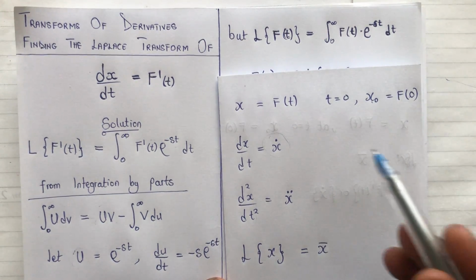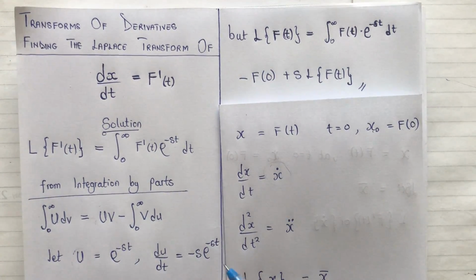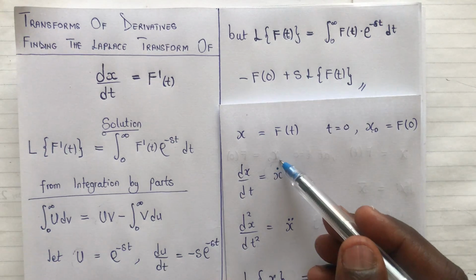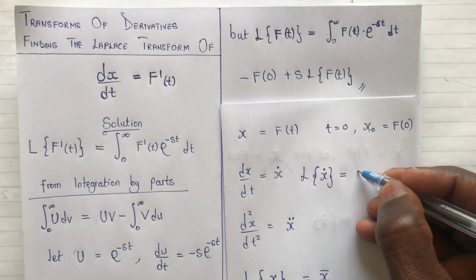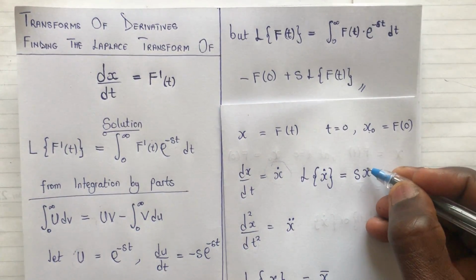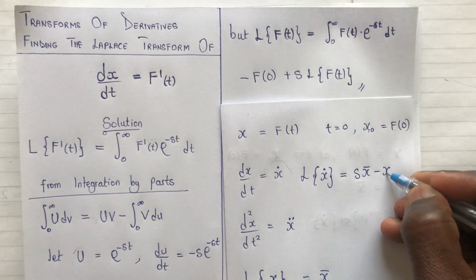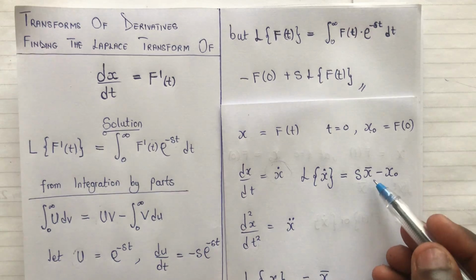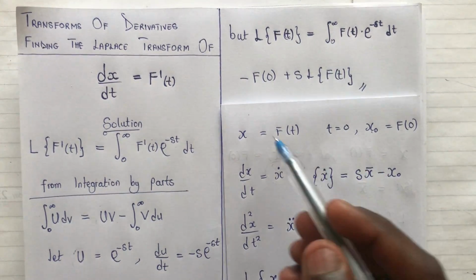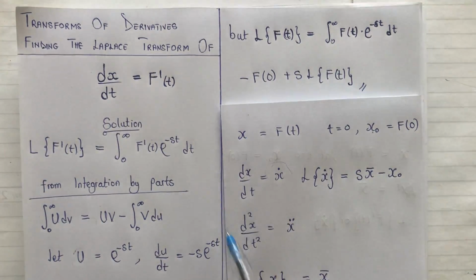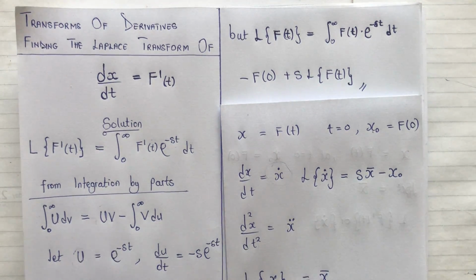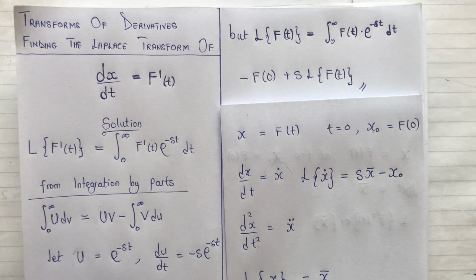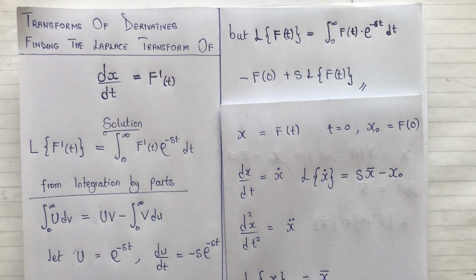Then what will be the Laplace transform of the first derivative? The Laplace transform of this is equal to s times x bar minus x0, where this x0 is coming from here. This s bar is coming from the Laplace transform of what? X. Okay, so watch that video, transform of derivatives, introduction to Laplace transform part 2. It will help you to get this concept.